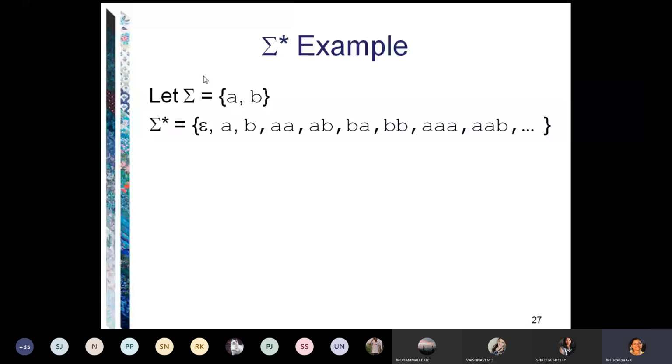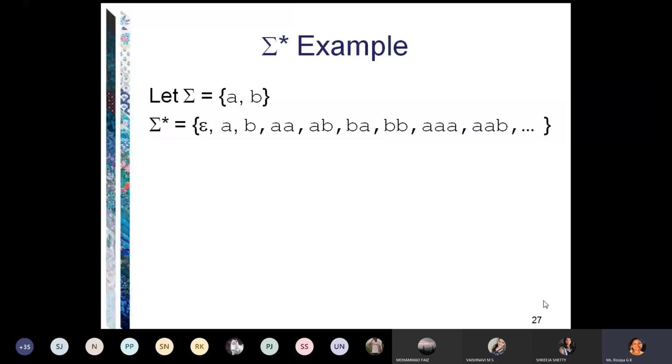Sigma is A comma B. Sigma star is given by epsilon, meaning nothing, 0. Then A, B, then A concatenated with A, any combination. So you can consider any combination: AA, AB, BA, BB, then string length 3: AAA, AAB, and so on, BBA, BBAB, many combinations. So it is infinite. String length 4, 5, 6, etc., up to no upper bound. So this is how to write sigma star.